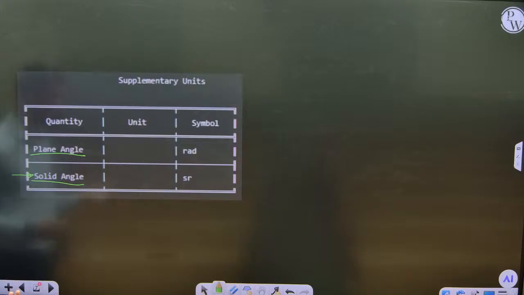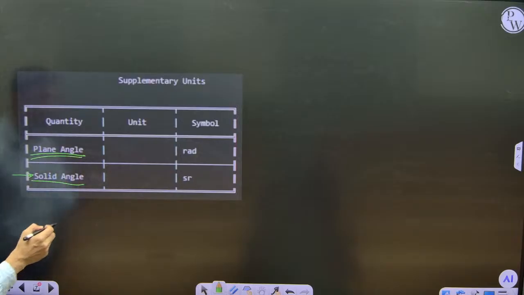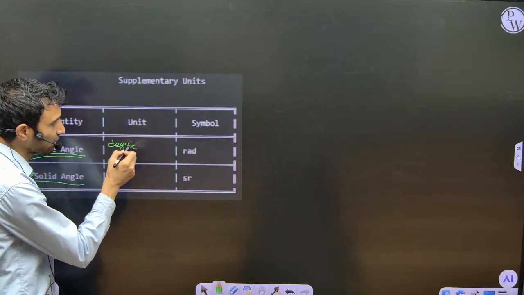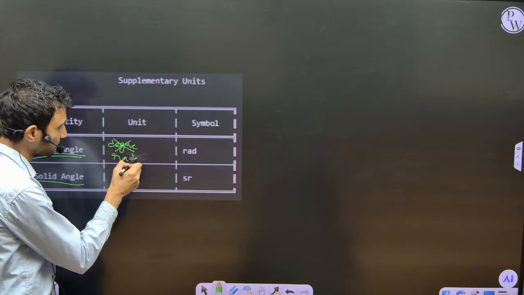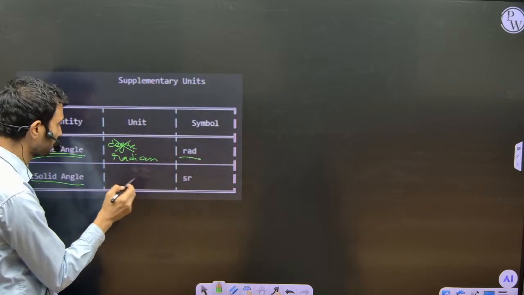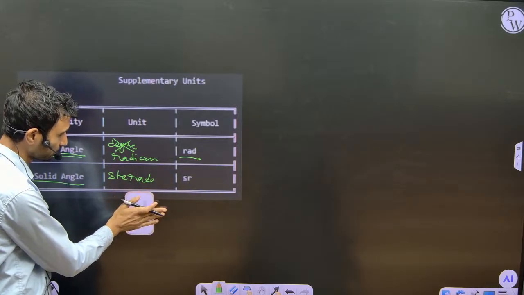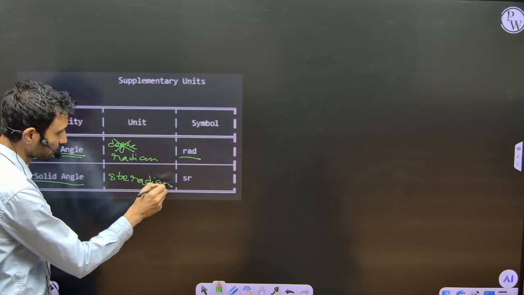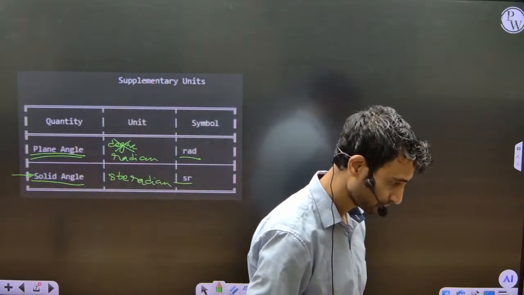Plane angle, yes, whatever angles you know till now are plane angles, right? So there's nothing new about plane angle. Plane angle unit is, now you might think it is degree, because that's what you have been using in the junior classes, but actually the standard unit is not degree, it is radian, represented by rad. And the solid angle unit is steradian, represented by sr.